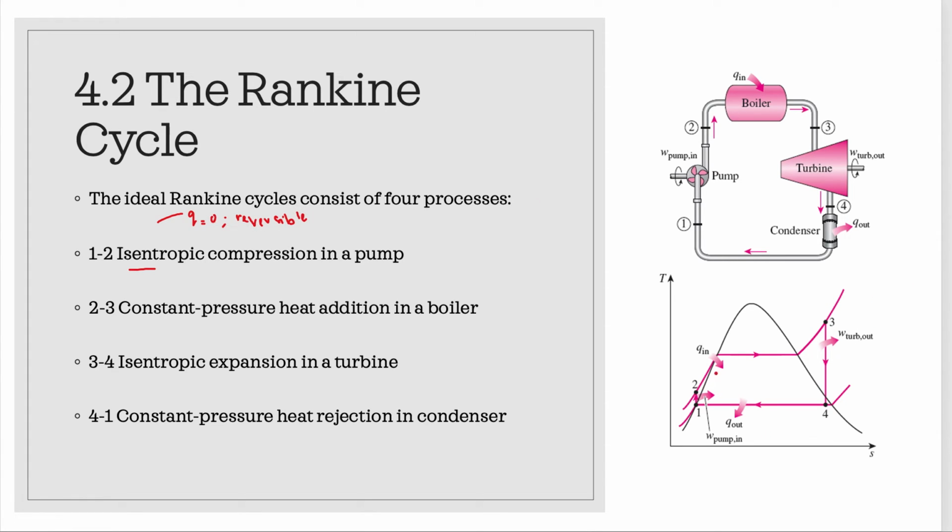Okay, 2 to 3, this happens in a boiler, so there will be heat addition. The heat addition occurs at constant pressure. Okay, so 2 to 3 is constant pressure heat addition. 3 to 4, okay, this happens in a turbine, and it is isentropic expansion. And 4 to 1 is a constant pressure heat rejection. So this is heat addition and this is heat rejection.